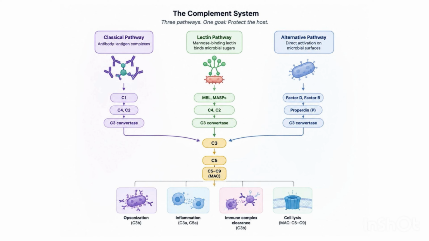This is a key step because C3 generates important effector molecules. The cascade then proceeds to activate C5 and ultimately forms the membrane attack complex, MAC, composed of C5 through C9. The main outcomes of complement activation are opsonization by C3b, which enhances phagocytosis, inflammation mediated by C3a and C5a, clearance of immune complexes, and direct lysis of pathogens through the MAC. Together, these mechanisms help protect the host from infections.